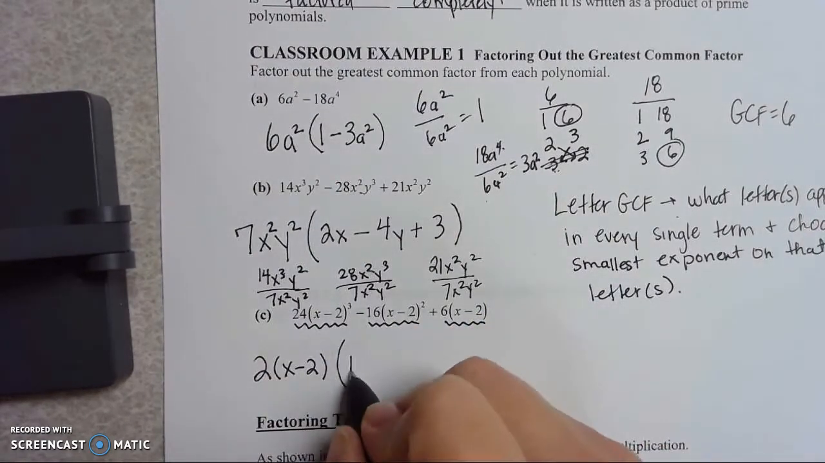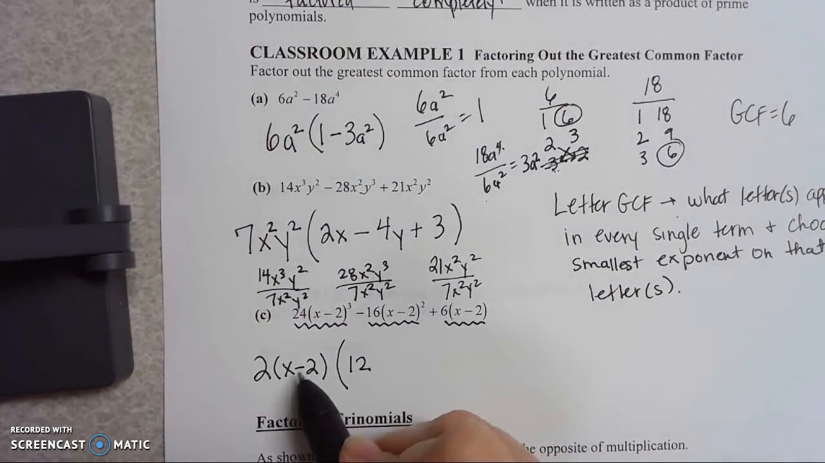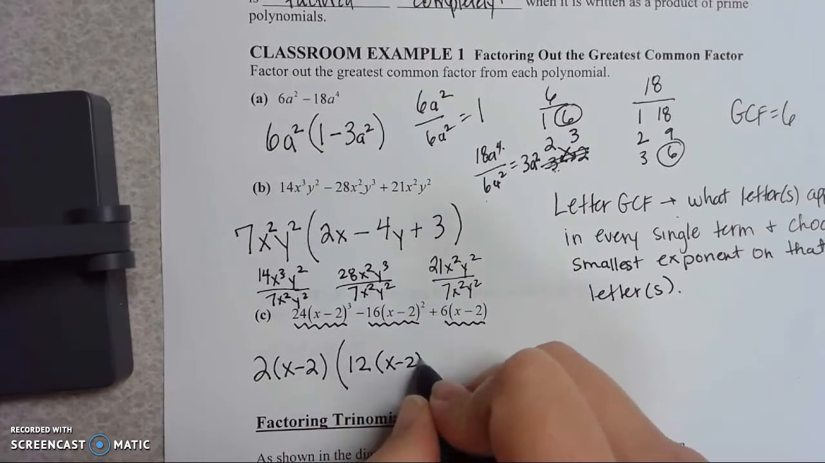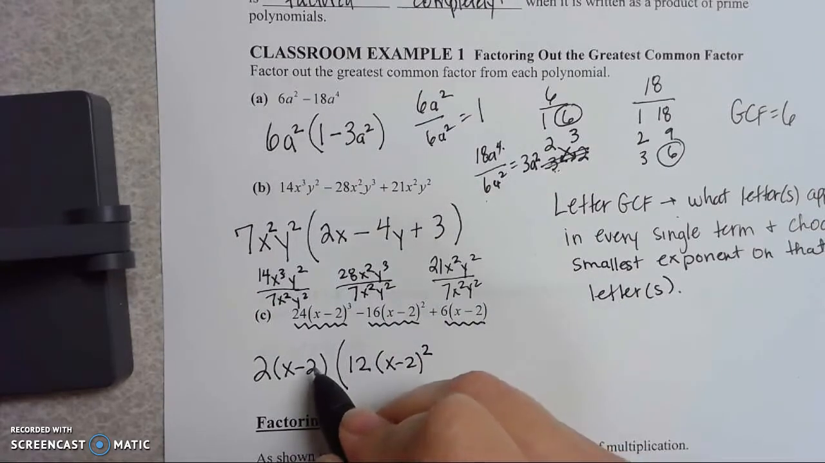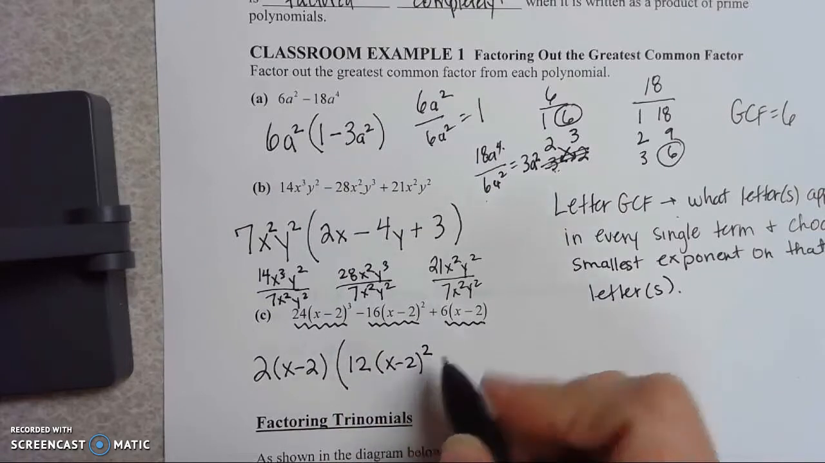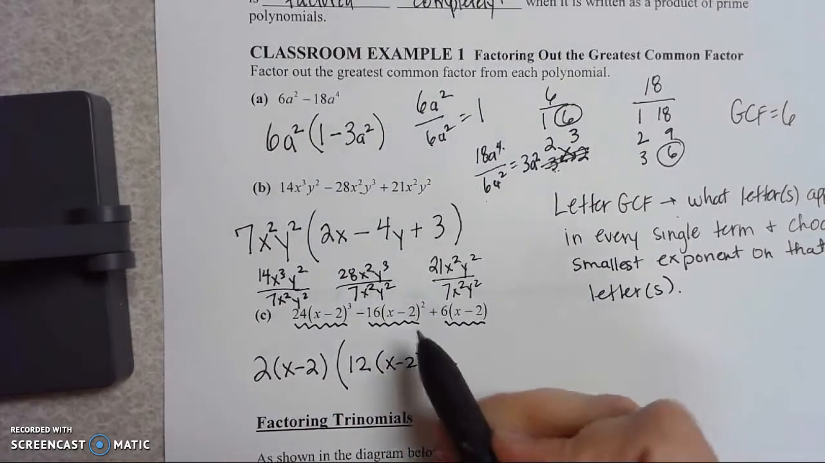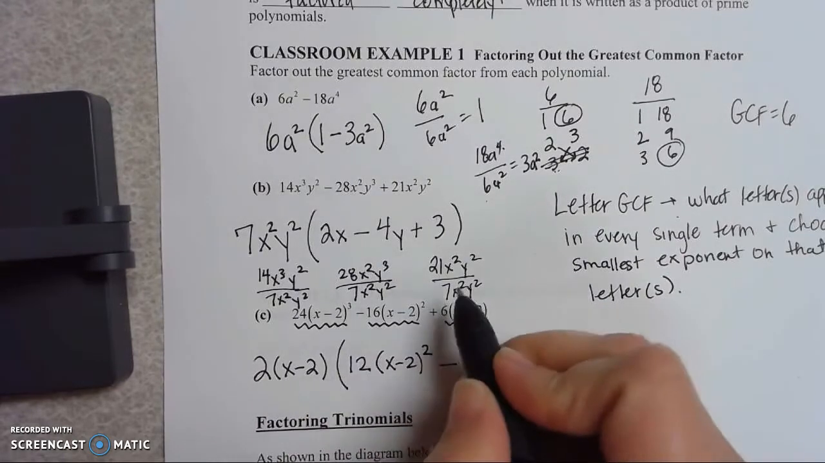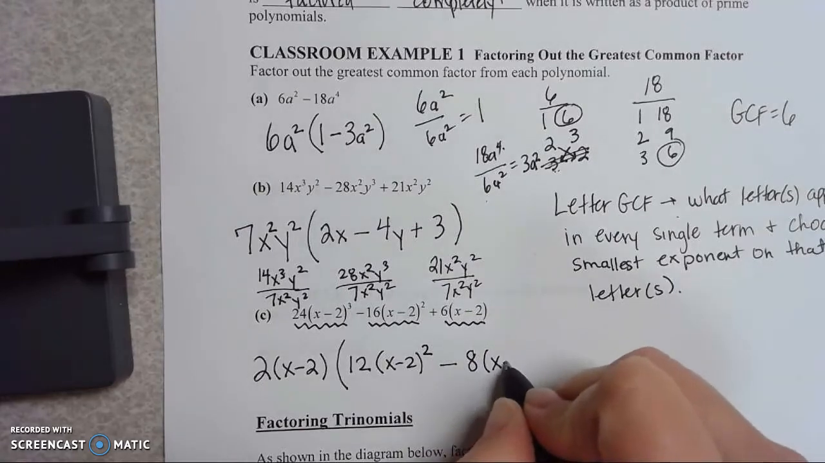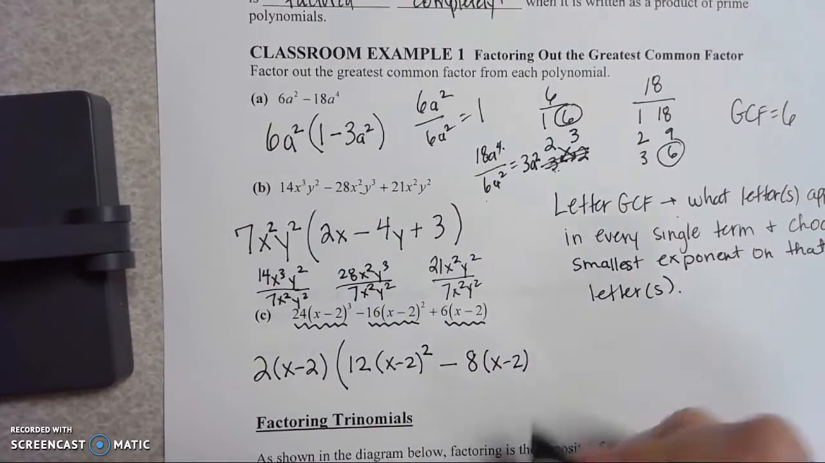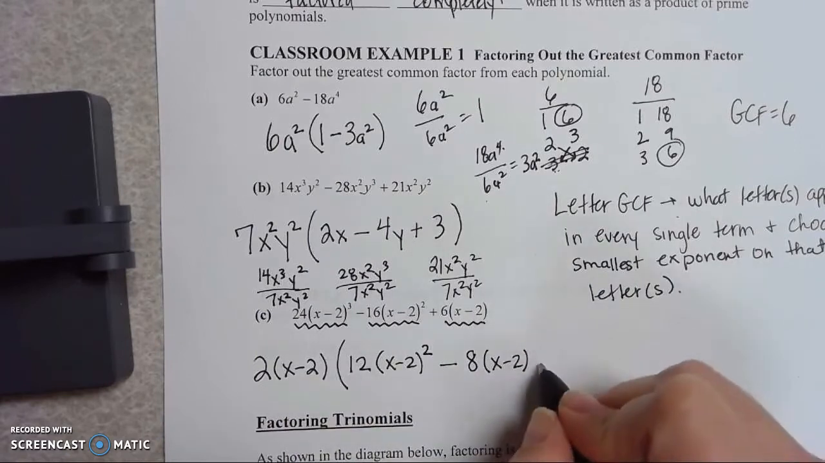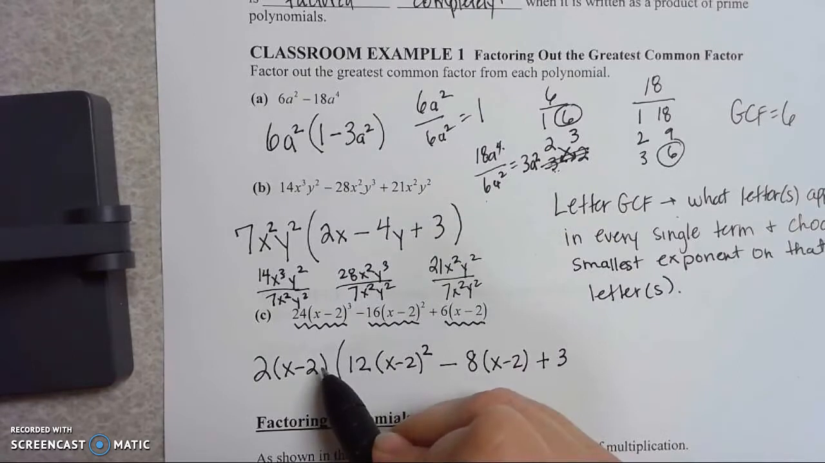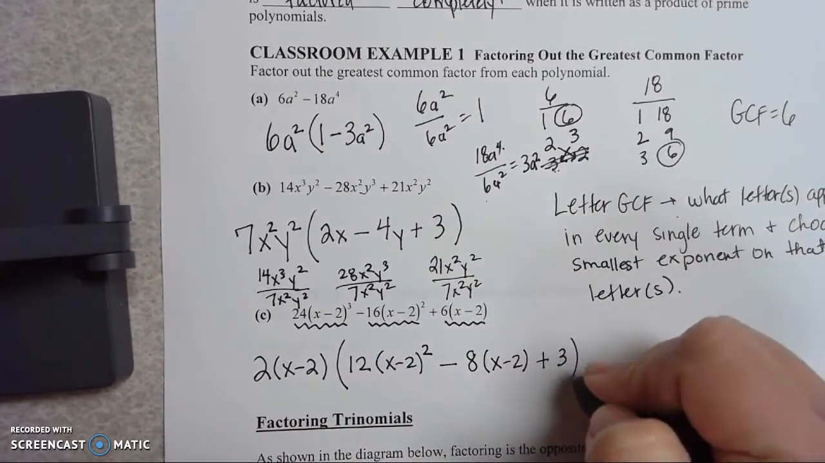24 divided by 2 is 12. I took out 1 x minus 2, so here that leaves me x minus 2 squared. I took one of the x minus 2's away, leaving me only 2. We'll say minus 16 divided by 2 is 8. I took one of the x minus 2's, leaving me only 1. And then we'll say plus 6 divided by 2 is 3. There's only one x minus 2 and I pulled it out, so that leaves me just 3.